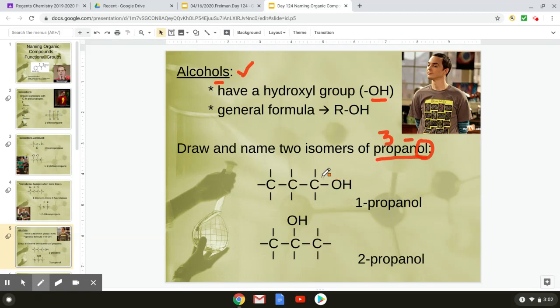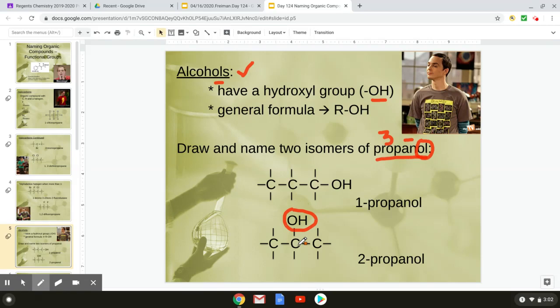Because the alcohol group is on the first carbon, first, second, third, it's on the first carbon, we call this 1-propanol. The isomer of 1-propanol is what is called 2-propanol. In 2-propanol, we have the prop, 3 carbons, and ane, meaning single bonds. And since it's 2-propanol, that signifies that our alcohol group or hydroxyl group is on the second carbon.